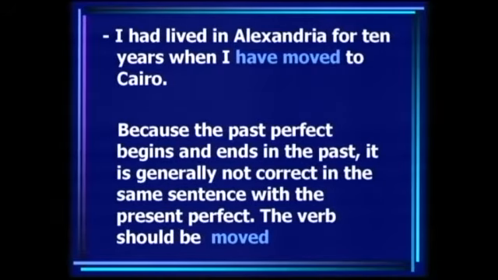يبقى الفعل اللي ابتدى وانتهى قبل ما الفعل التاني يبتدي وينتهي برضه في الماضي، يبقى ده في الباست بيرفكت والتاني في الباست سيمبل. وهنشوف جمل كتير تبين لنا الكلام ده. Because the past perfect begins and ends in the past, it's generally not correct in the same sentence with the present perfect. The verb should be moved.